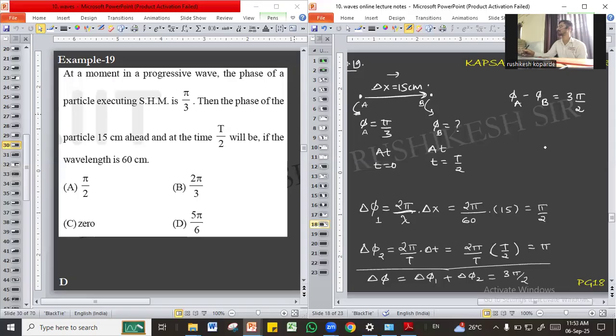3π/2 आलाय. असं जर आपण केलं तर फेज ऑफ पार्टिकल ए होती किती? π/3. फेज ऑफ पार्टिकल बी पाहिजेल आहे, आणि हे काय आलं? 3π/2. सो फेज ऑफ पार्टिकल बी किती आली बघा? π/3 म्हणजे 60 मायनस 270. 60 मायनस 270 किती आलं? किती आलं? 2π मायनस 3π. 2π मायनस 3π किती आलं? मायनस π/6. 2π मायनस π/6 आलं.